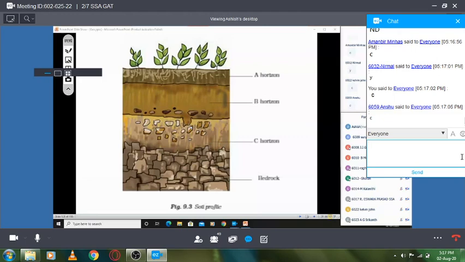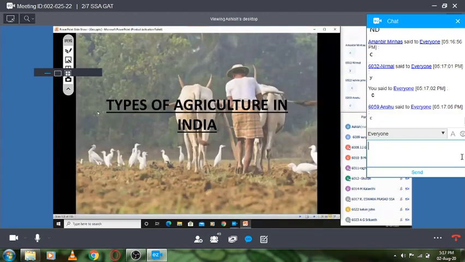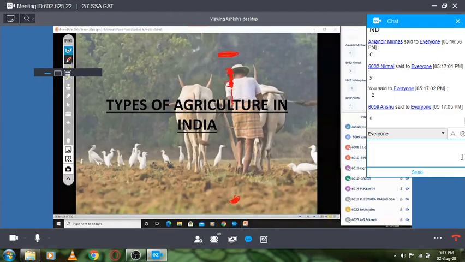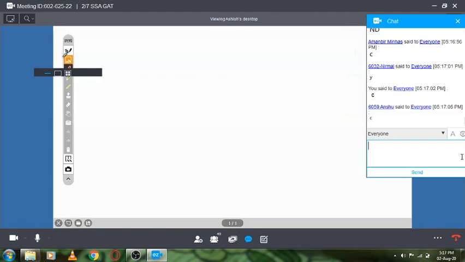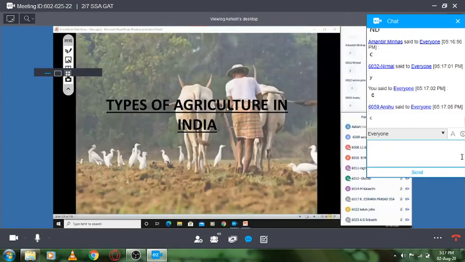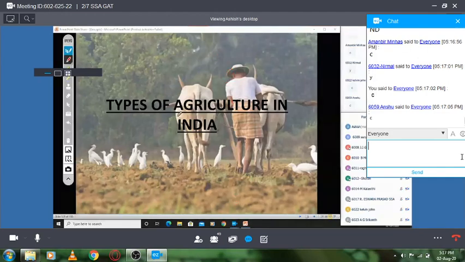So this was all about your soil, its types and its characteristics. In the next class, we will study the various types of agriculture which are practiced in India. Types of agriculture we will study in our next class.